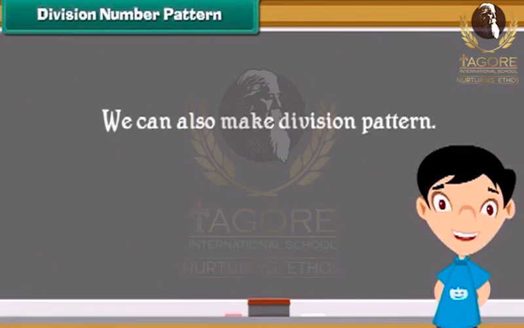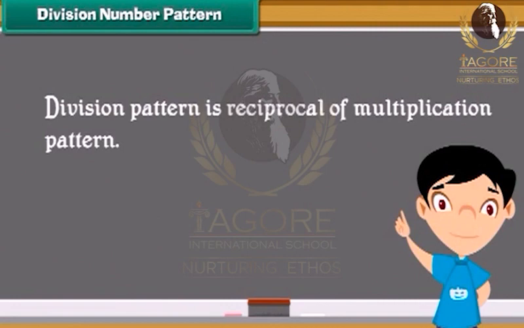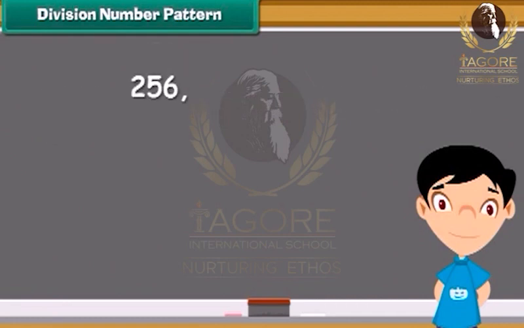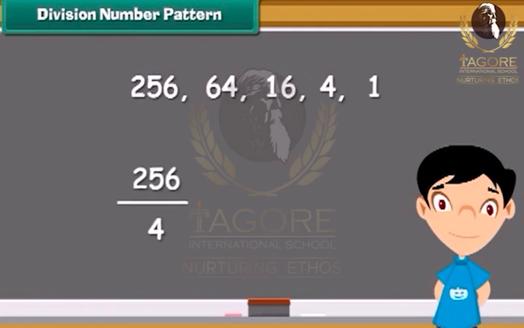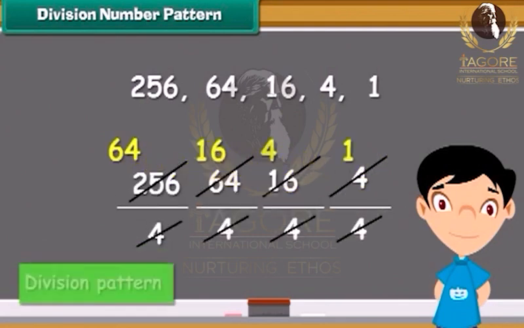Similarly, we can also make division pattern. Division pattern is reciprocal of multiplication pattern. Look at the given series. 256, 64, 16, 4, and 1. In this series, the next number is obtained by dividing the number by 4. This is called division pattern.